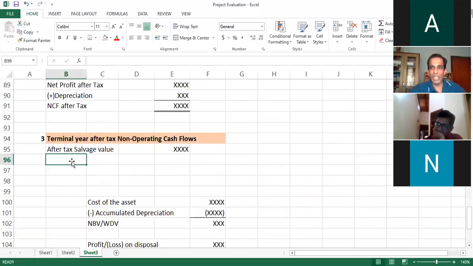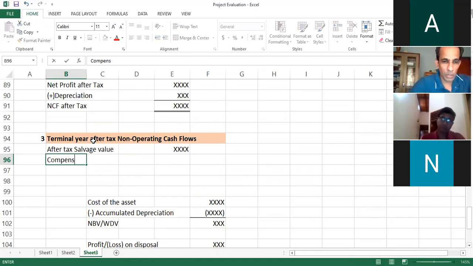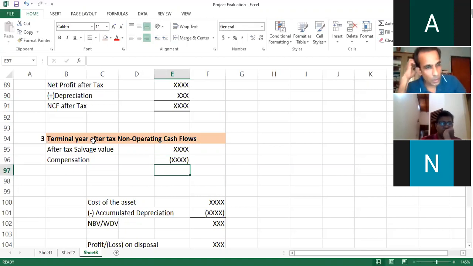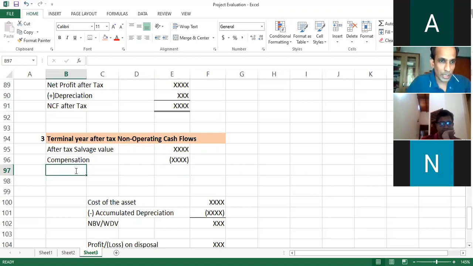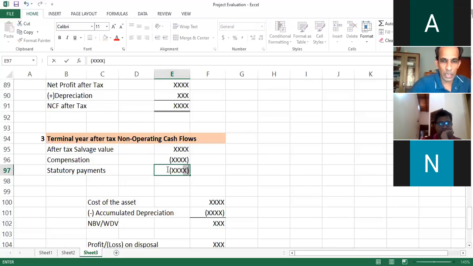What else? What are the other possible cash flows? Any compensation? Sometimes the company may have to remove certain employees, so the company may have to pay compensation. That should be adjusted, and that will be a cash outflow. What else? Any statutory balance payments? If there are any statutory payments, and maybe cleaning and clearing of sites, those should be incurred. Statutory payments are another standard cash flow we can see in this category.